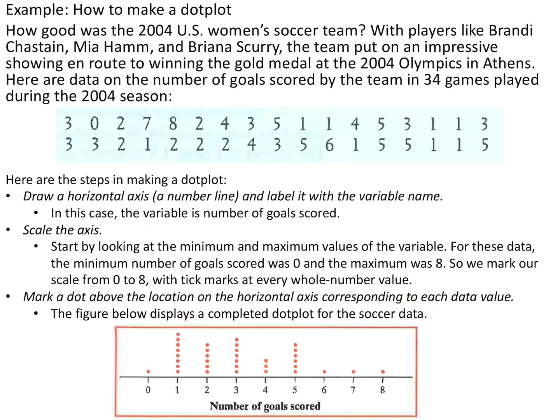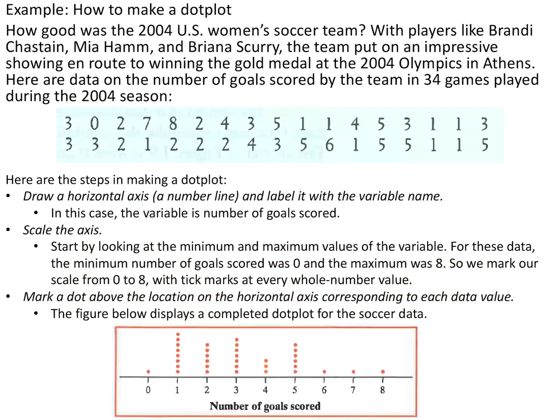So if we look at an example, the 2004 U.S. women's soccer team was very successful. They went on to win the gold medal in 2004 Olympics in Athens. On their way to that gold medal, they had to play 34 games during the 2004 season, and we have a list of number of goals they scored.